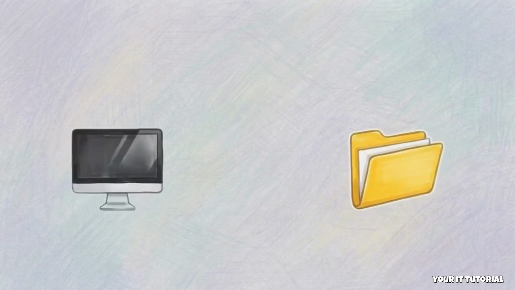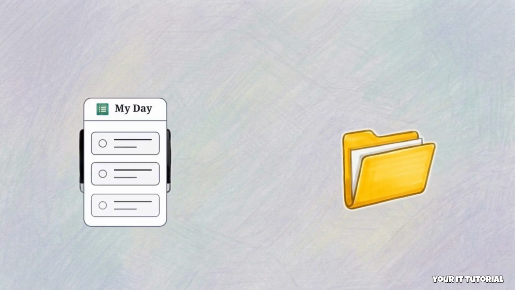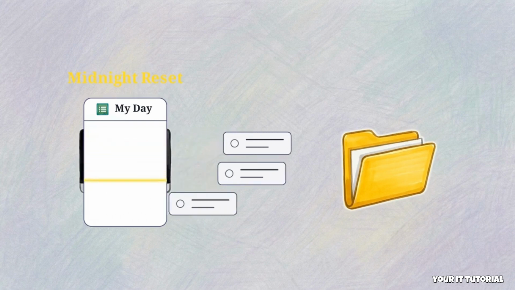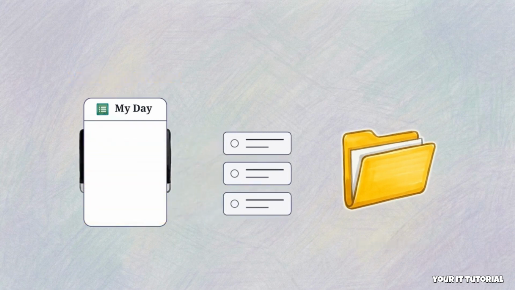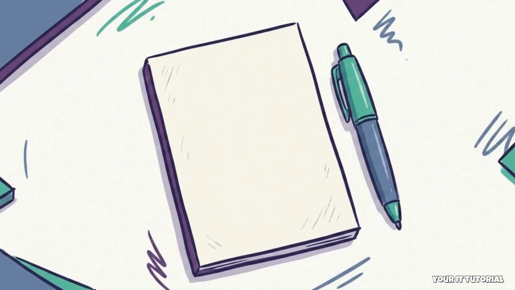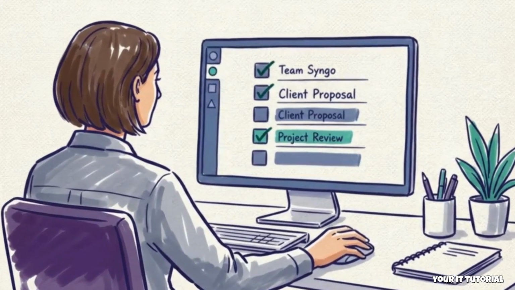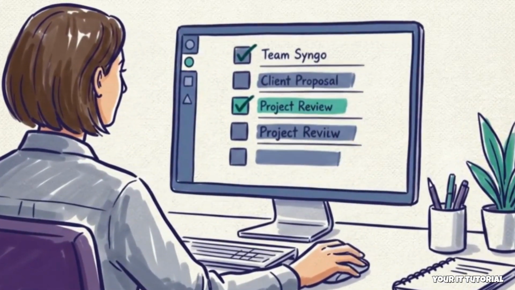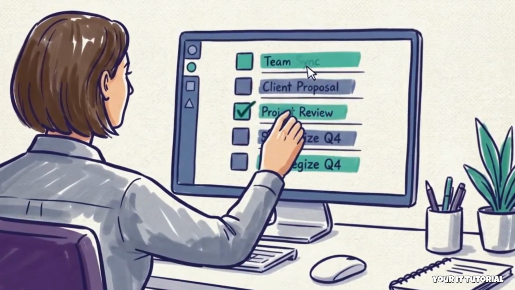To keep your workflow current, the system triggers a midnight reset, wiping the My Day board entirely clean every night. This doesn't delete data. Unfinished tasks simply move back into their original master plans, where they remain available to reassign later. This reset prevents task debt from accumulating, ensuring every morning starts with a blank slate and a fresh opportunity to prioritize. You have now transformed your workflow from a search through scattered apps into a single, perfectly curated list.